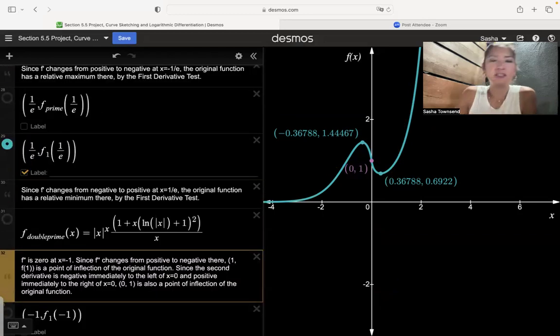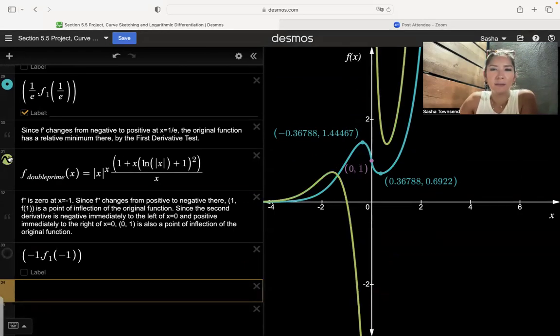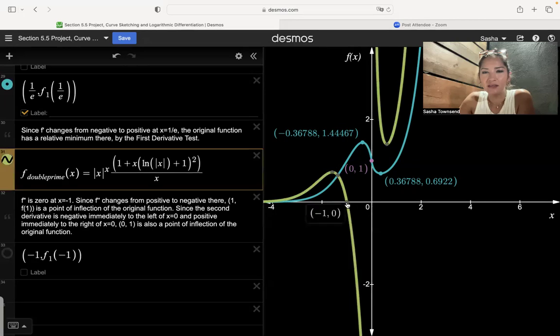You can say, okay, I'm interested in points of inflection. So to find points of inflection, we look at f double prime and see when f double prime is 0. F double prime is 0 at this location, x equals -1. And f double prime is positive to the left of -1, so the graph is concave upward until we get to -1. And then it's concave downward between -1 and 0. And then it's concave upward again from 0 to infinity.